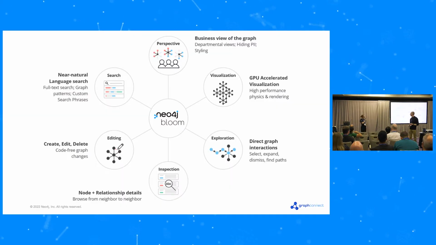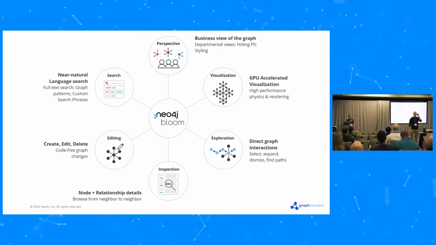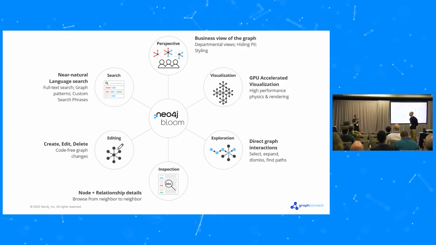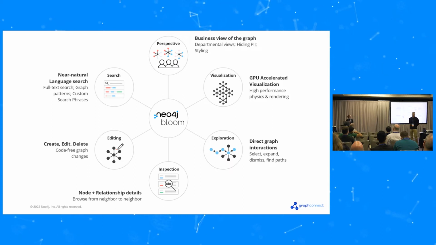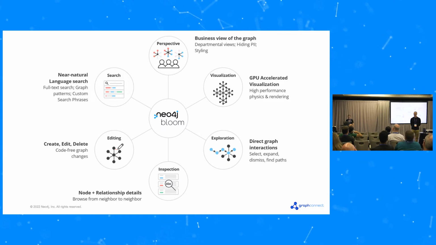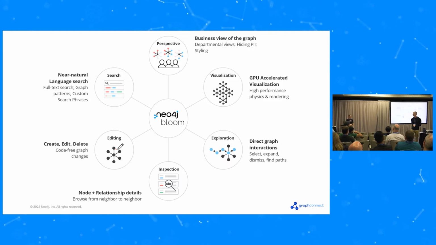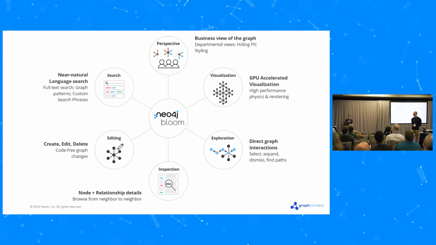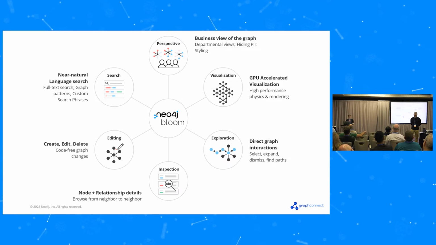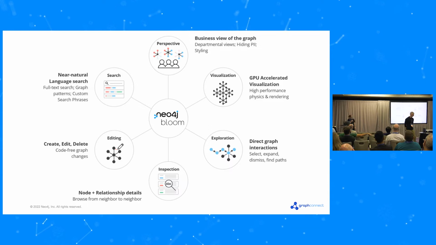So I take it you're all a bit familiar with Bloom, but let's go over the main features. Bloom is a powerful graph visualization tool, and it aims to be intuitive, reliable, and useful to a variety of users, regardless of coding experience. It has 6 main components. In brief, perspective, that's where you can define a business view or domain within your graph that should be available for exploration. We'll have a closer look at the perspectives just shortly. Visualization. So the main idea of Bloom is to let you see your data, its nodes and relationships. And Bloom offers GPU-accelerated visualization with high-performance physics and rendering to do so.